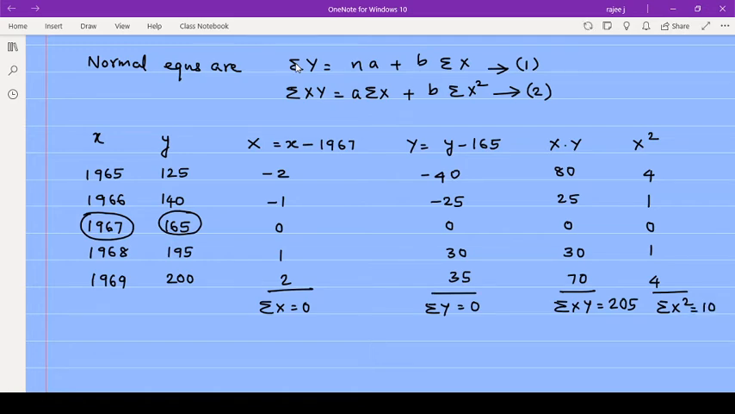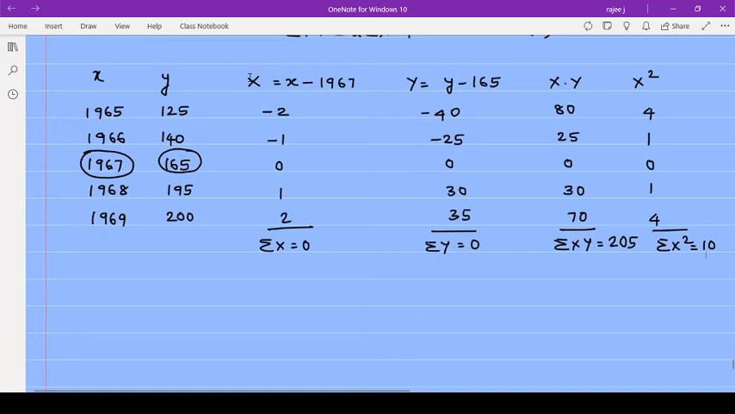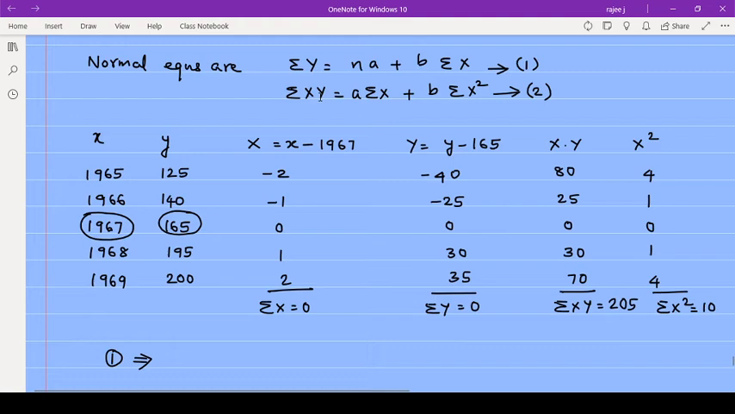So now substitute all those values in equations number 1 and 2. Equation number 1 is summation Y equal to na plus b into summation X. So 0 is equal to n, which is 1, 2, 3, 4, 5, so 5a plus b into summation X, that is b into 0. So 5a equals 0, which means a is equal to 0.